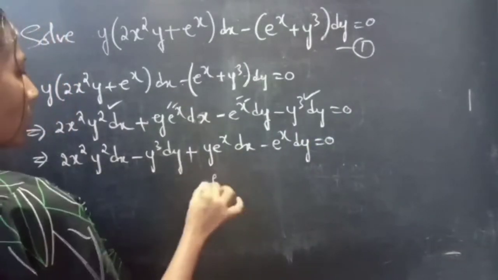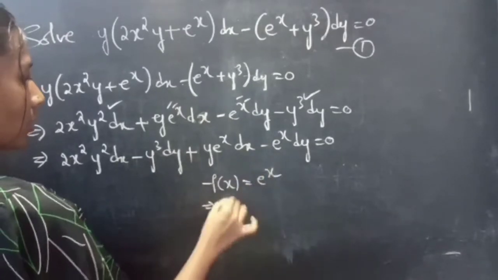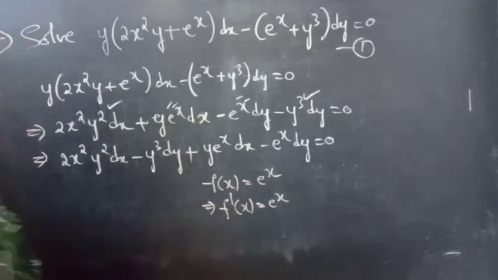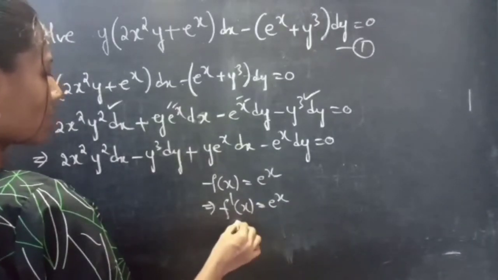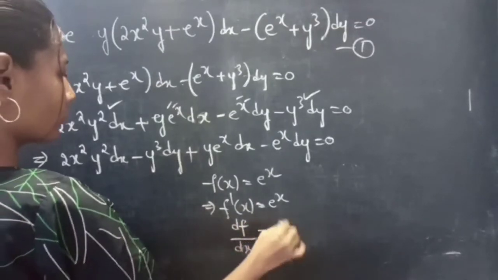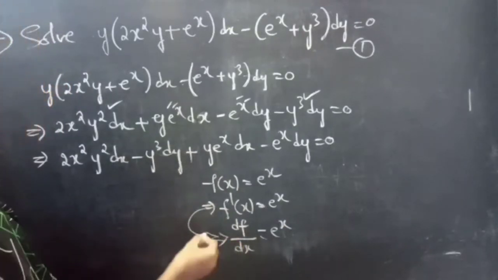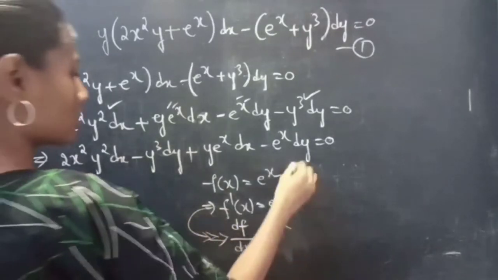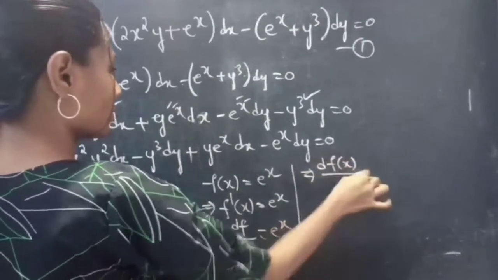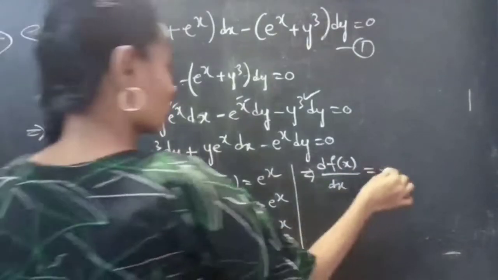If f(x) equals e^x, then f'(x), the derivative of e^x, is e^x, right? And you can write this f'(x) as df/dx. You can write this as df/dx equals e^x. Df in the sense df(x)/dx, that is the derivative of f(x) with respect to x, equals e^x.